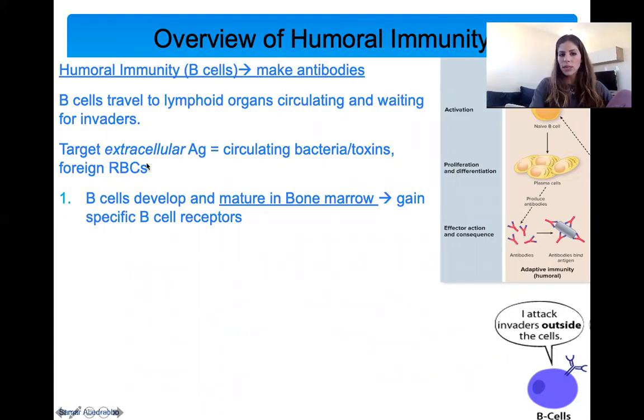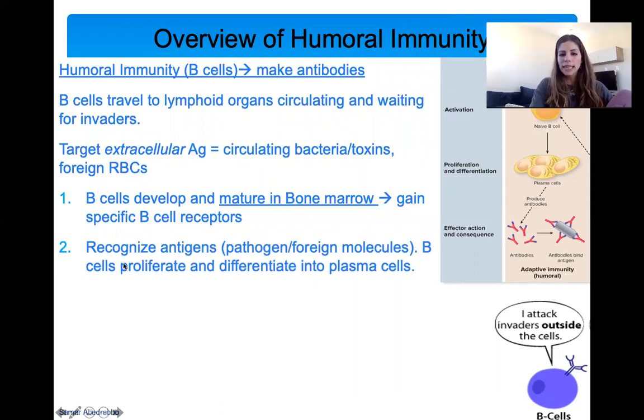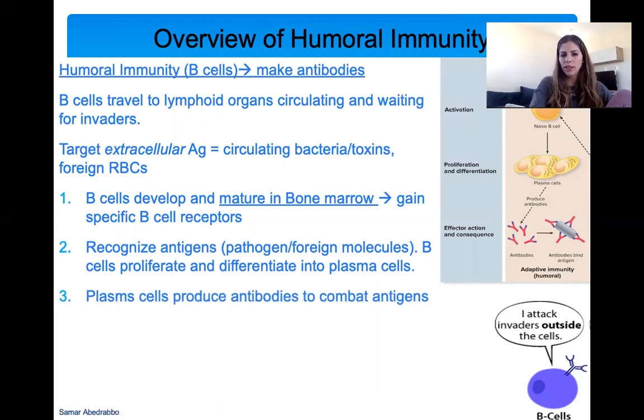So as a summary, B cells develop and mature in the bone marrow, and that's where they gain specific B cell receptors. They recognize antigens, which are pathogens or foreign molecules, and then they proliferate and differentiate into plasma cells. Plasma cells are B cells that make antibodies. So we call them plasma cells. You can say B cells produce antibodies, but to be correct, it's actually effector B cells or plasma cells.